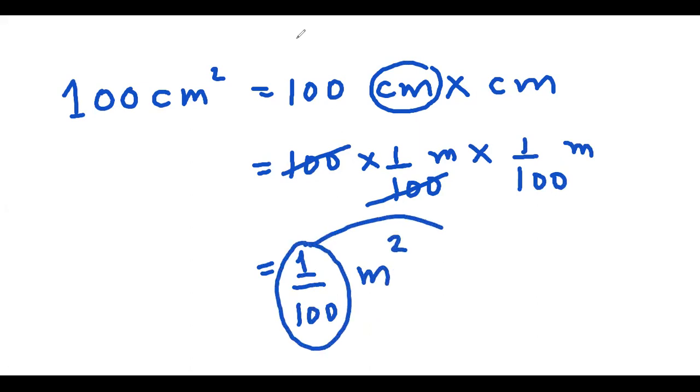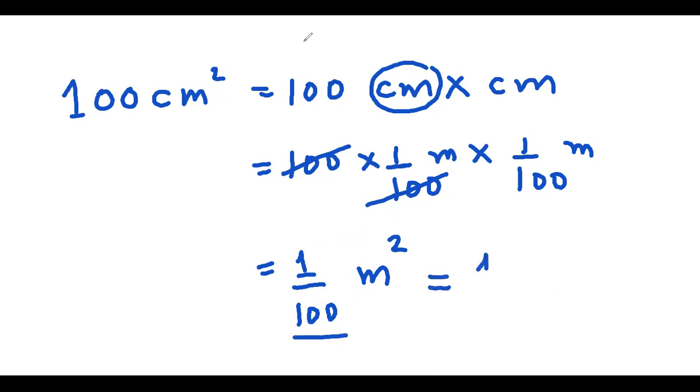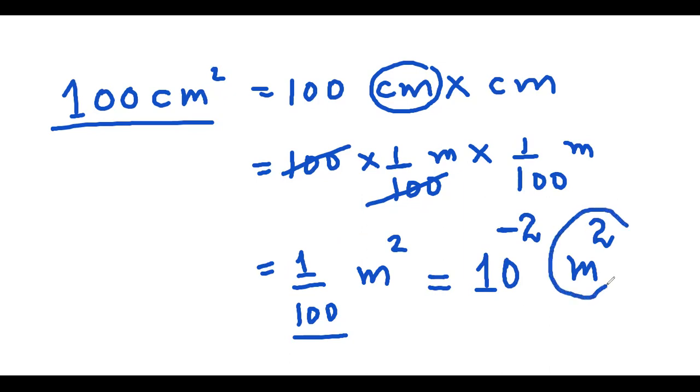Children, this 1 by 100 can be written as 1 upon, or you can simply write down, see, there are how many zeros? 2 zeros. But are the zeros in numerator? See, are these zeros in numerator? They are in denominator. So you write down 10 raised to power 2, but since they are in denominator, here I'll take it as minus 2. So 10 raised to power minus 2 meter square is your answer here. So area, I will not take it as 100. I'll take it as 10 raised to power minus 2 meter square.